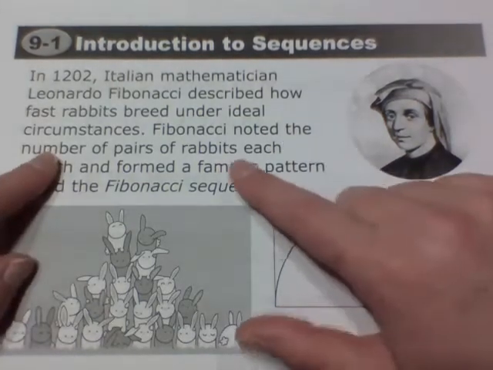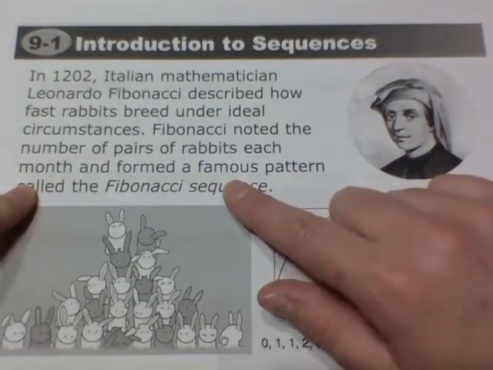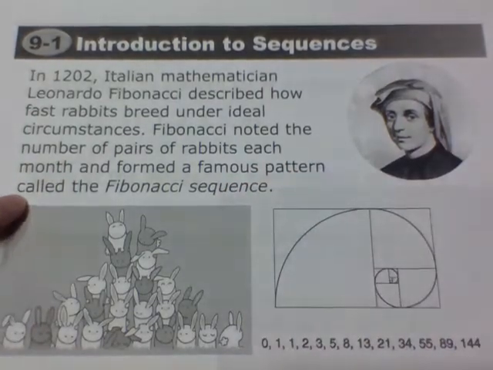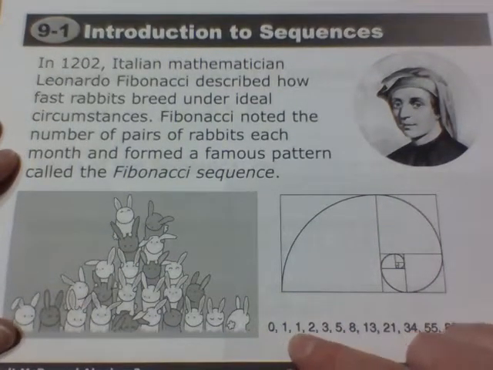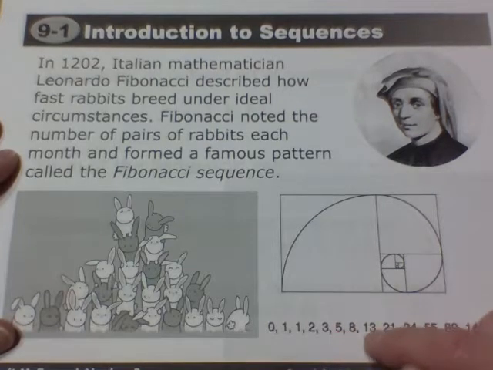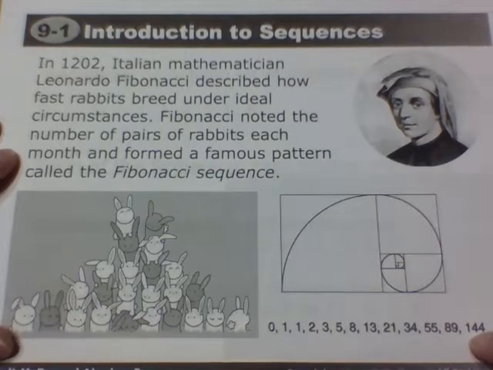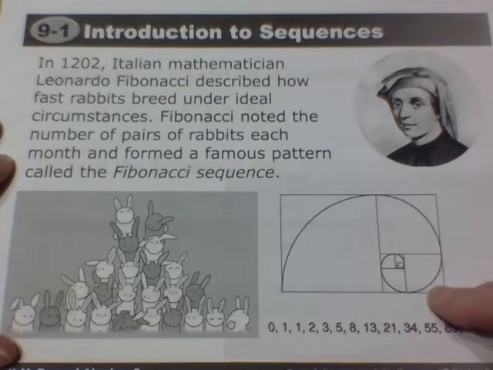Fibonacci noted that the number of pairs of rabbits each month formed a famous pattern called the Fibonacci sequence. So here it is over here. He's saying, okay, I have 0 rabbits, but then I take 1 rabbit and another rabbit, add them together, and now I've got 2 rabbits. 2 plus 1 is 3. 3 plus 2 is 5. 5 plus 3 becomes 8. 8 plus 5 becomes 13. You can see very quickly it becomes a much larger amount of rabbits, or numbers in this case. Basically each number is growing from the previous number. So that's your first sequence here.